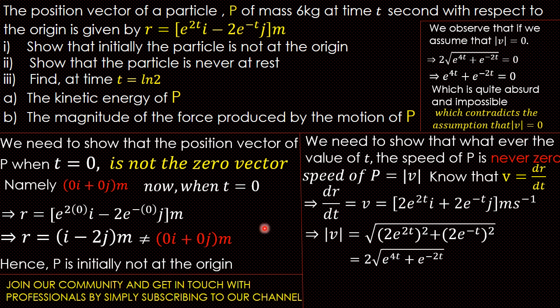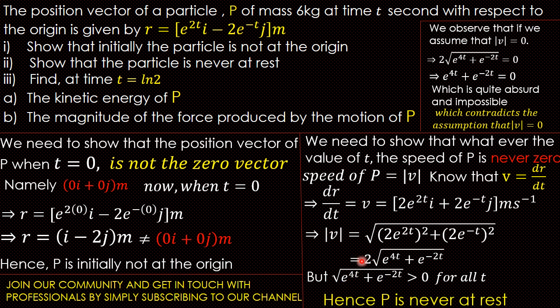We can simply come back here, guys, and say that now, the square root of 4 e raised to the power t plus e raised to the power negative 2t is always greater than 0 for all t. Keep in mind that 2 in this case is just a constant, it does not change, okay? And 2 times a quantity that is greater than 0 is still greater than 0, so it doesn't really matter. So in this case now we can draw a conclusion that hence P is never at rest. Great. Thank you guys. Let's move on to the next question.